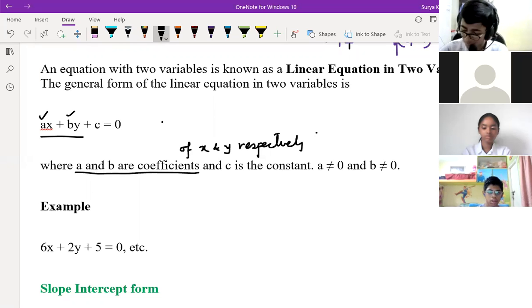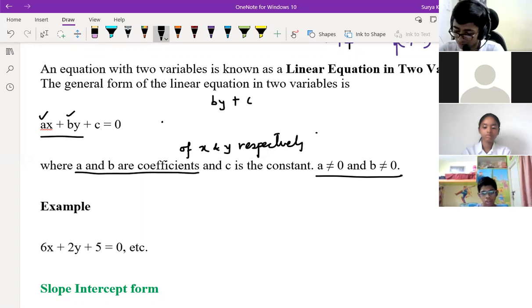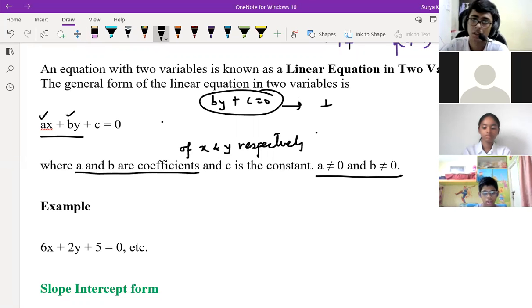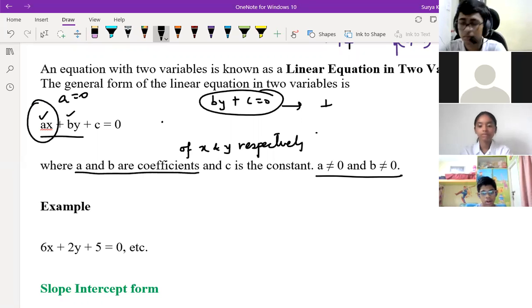And C is constant, where A and B should not be equal to 0. If A becomes 0, what happens, children? If A becomes 0, you will get only By plus C is equal to 0. So this becomes which equation? Linear equation in one variable. Understood? If A is equal to 0, this whole part becomes 0, then this equation becomes what? Linear equation in one variable. Understood, children?